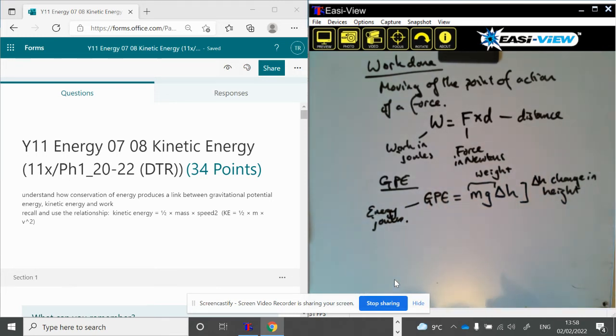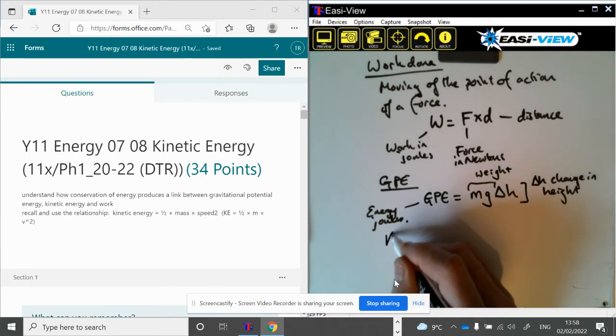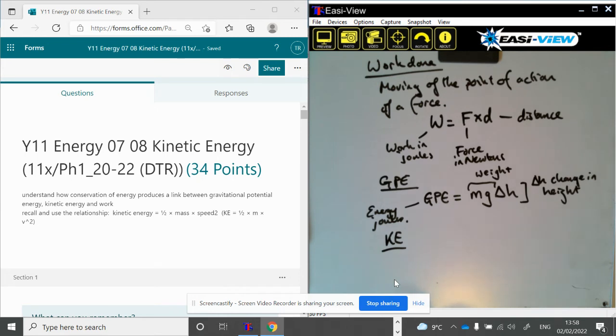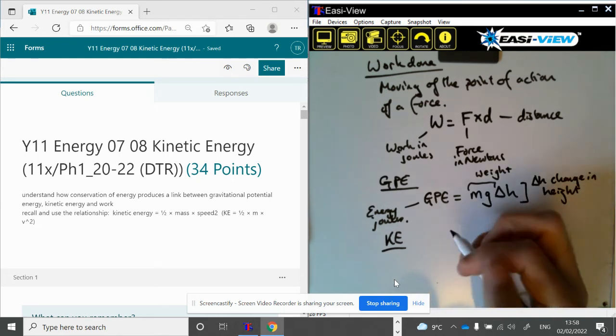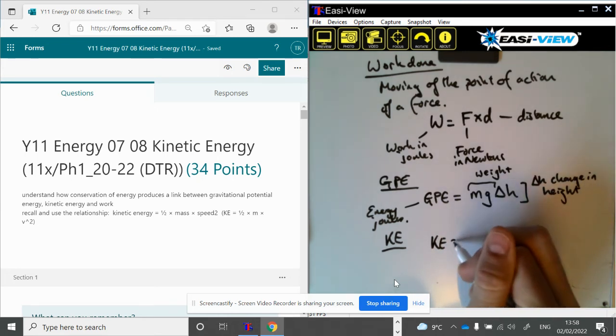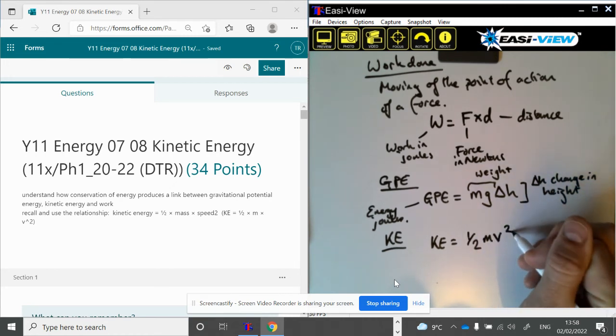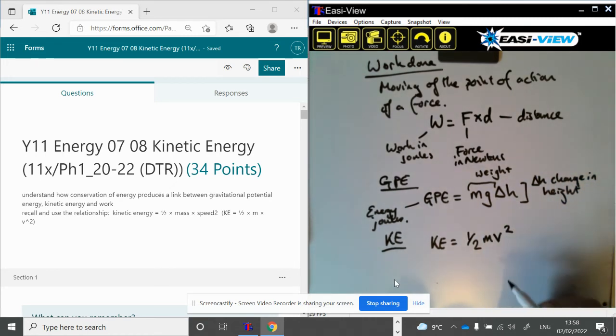Now, the final energy we need to be familiar with for this exercise is KE, and that's the energy due to an object's mass and its velocity. And the kinetic energy of an object is equal to 1/2 of its mass multiplied by its velocity squared. Lots of people miss out the half, lots of people miss out that the velocity is squared. So that is the basic equation.